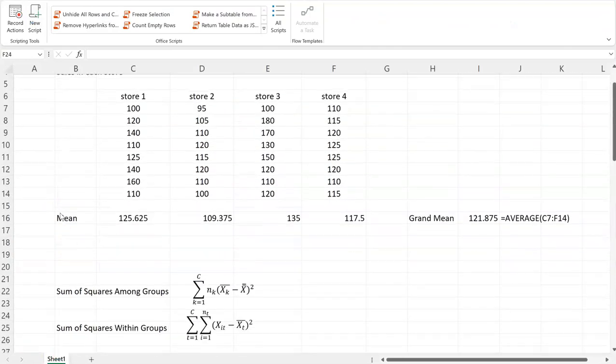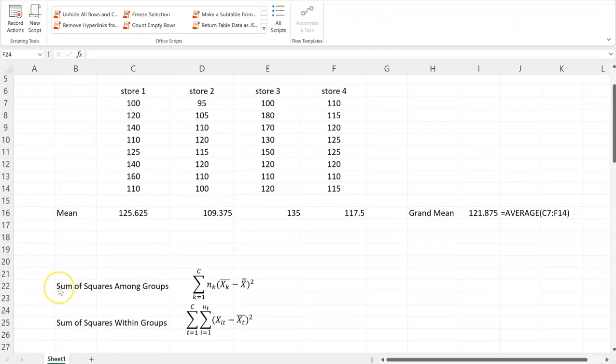We next need to find these two numbers, the sum of squares among groups and sum of squares within groups. And this is the formula. It looks a little intimidating, but let's go step by step and figure it out.